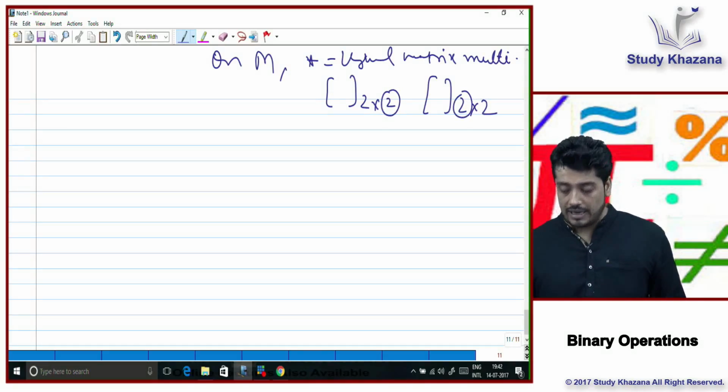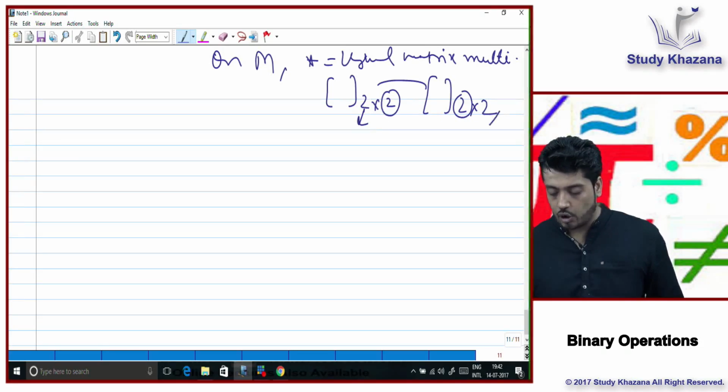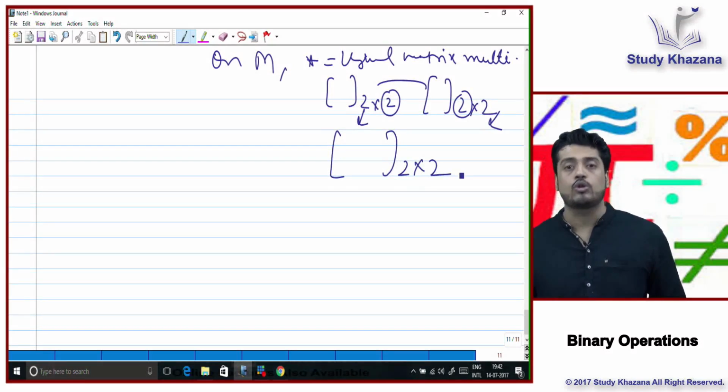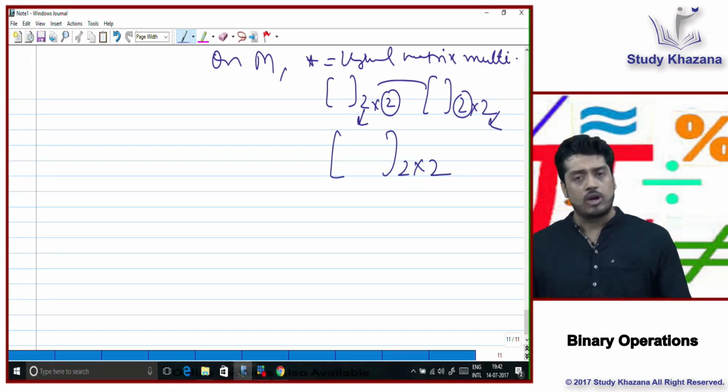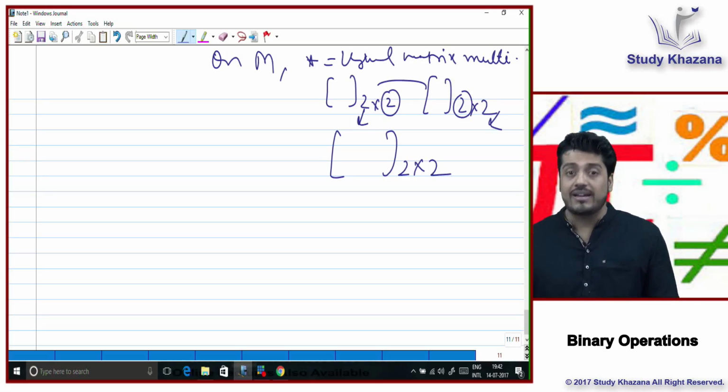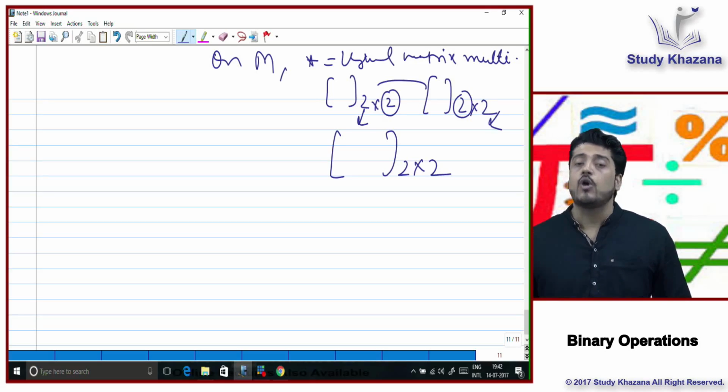And you also know that if you multiply two matrices, the resultant order is this cross this. This is again 2 cross 2. So when you multiply these two matrices, you will again get a 2 cross 2 real matrix, because the sum and product of real numbers is again a real number. So this is a well defined binary operation. Now again the question arises, find the identity element and invertible elements.